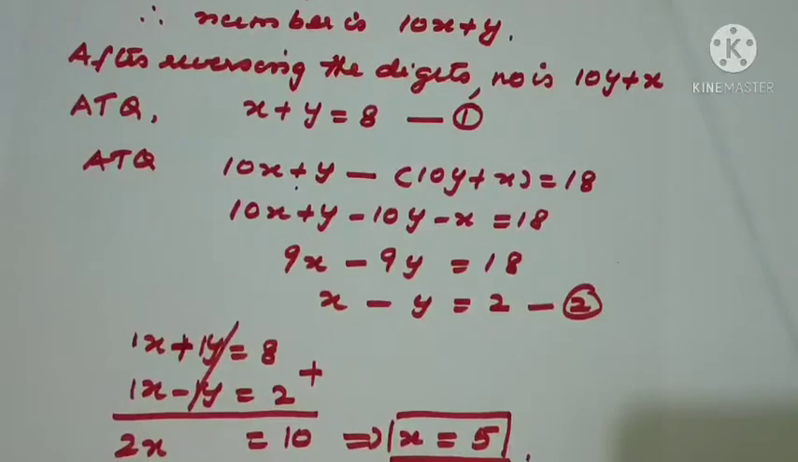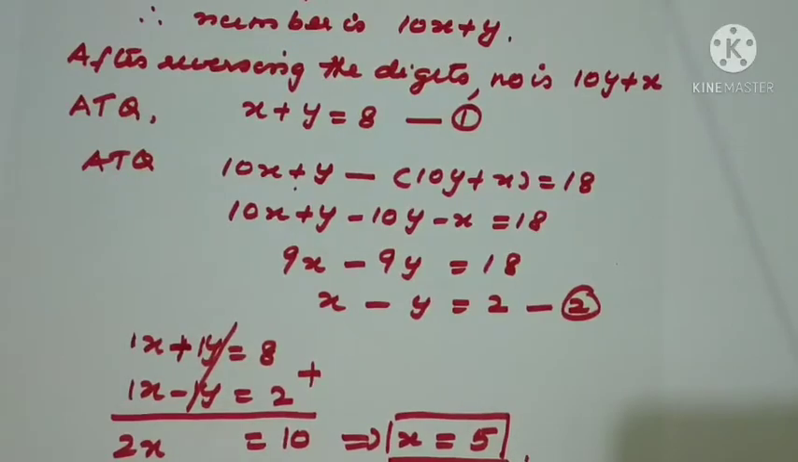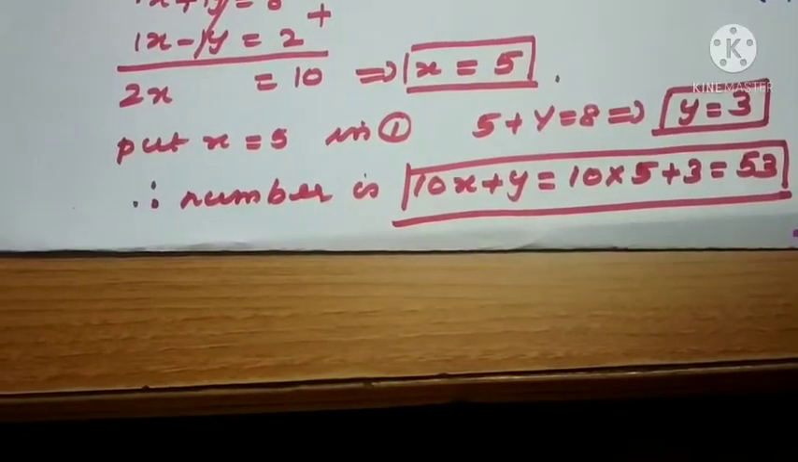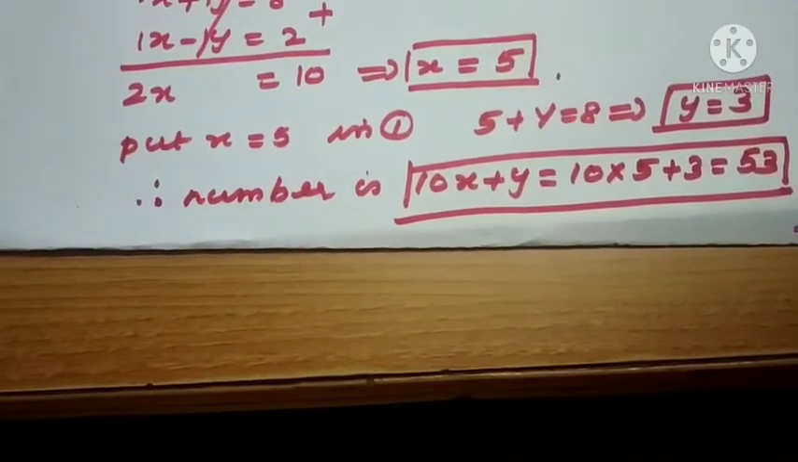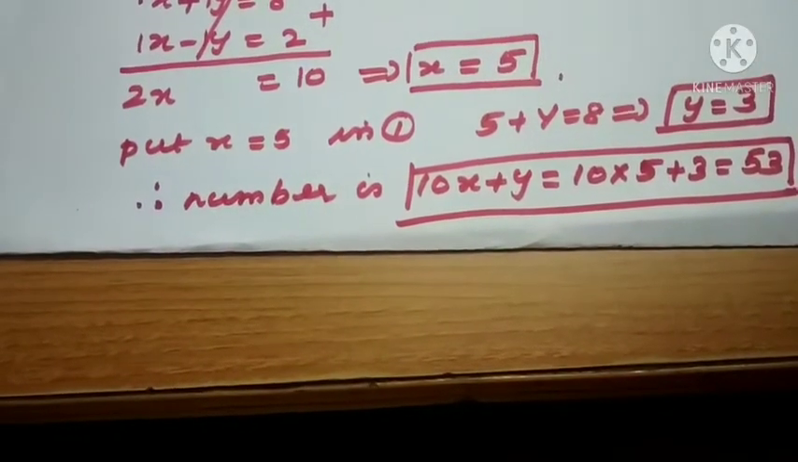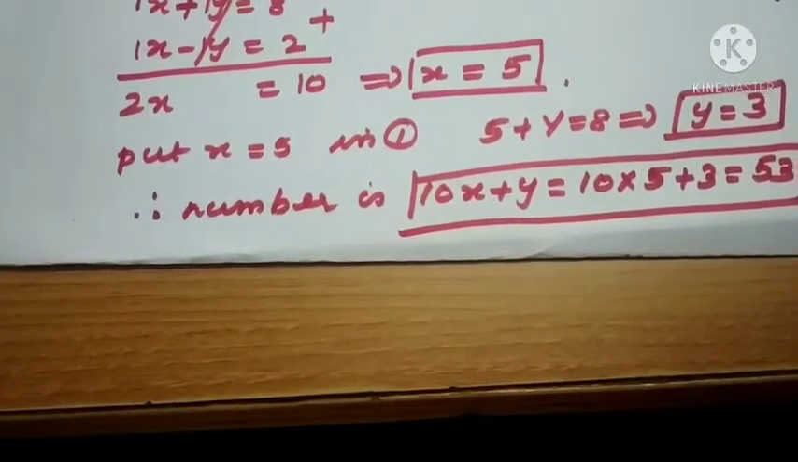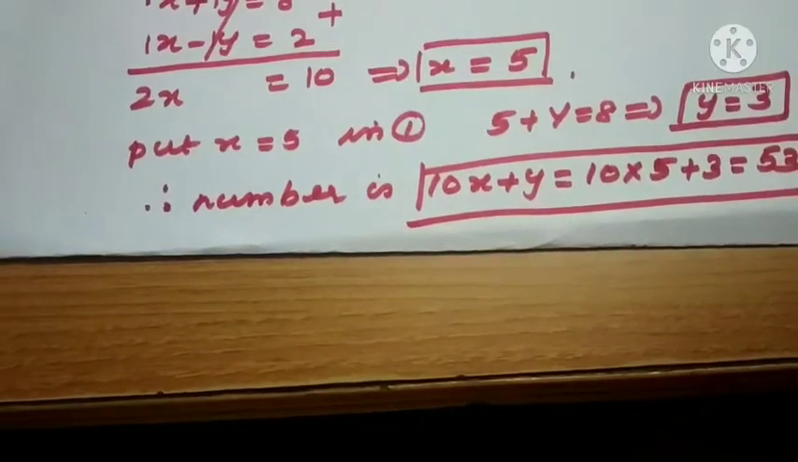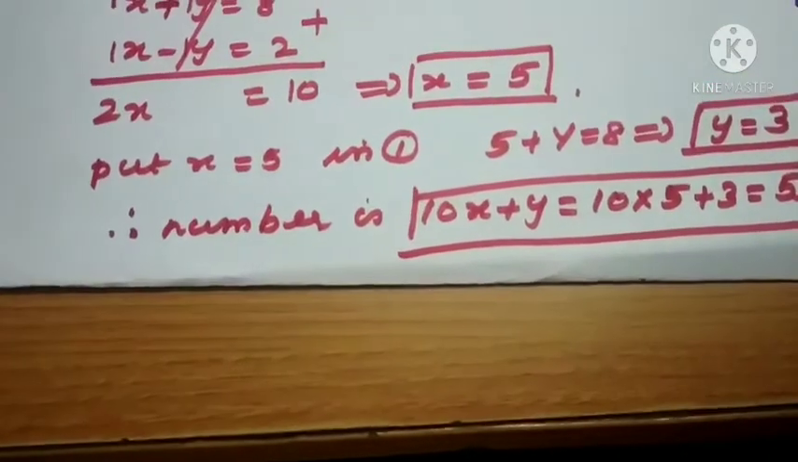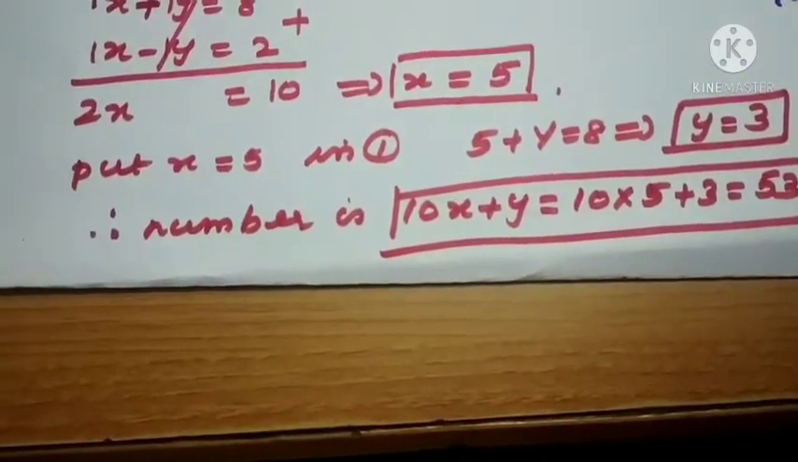Okay, x equal to 5 only. In equation 1, we can calculate the value of y. So 5 plus y equal to 8, therefore y equal to 3. So the number is 10x plus y, that is 10 into 5 plus 3, which is equal to 53.